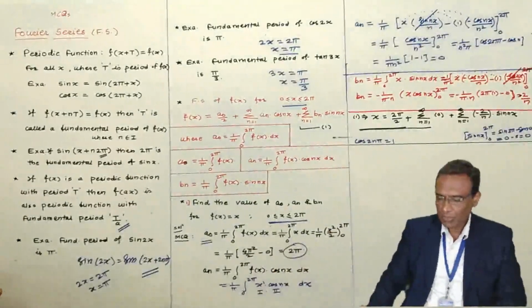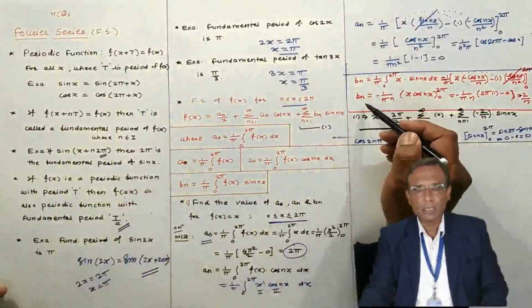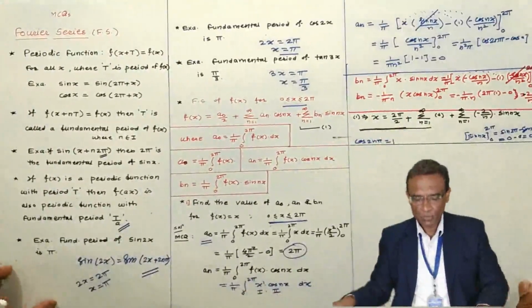In an online examination, it is less likely that the value of an and bn will be asked. The value of a0 is important.